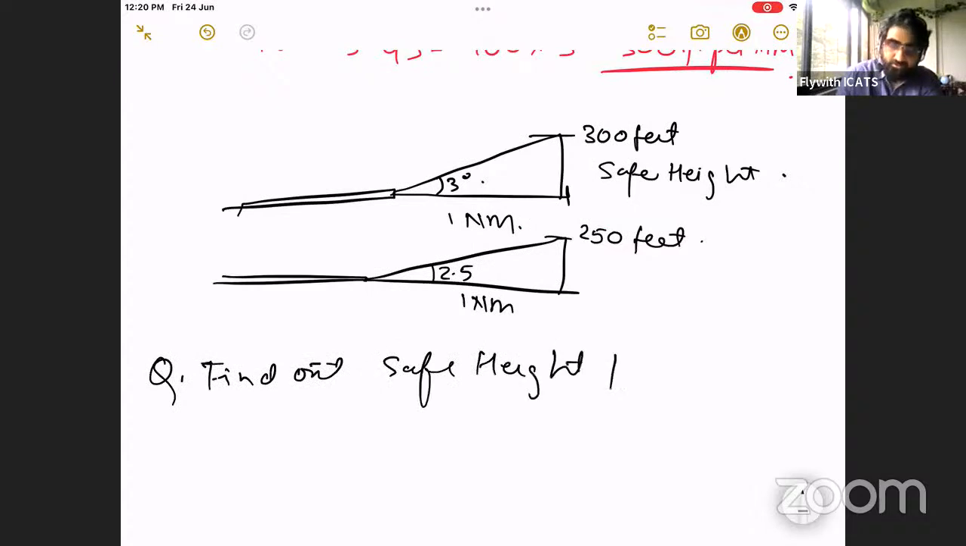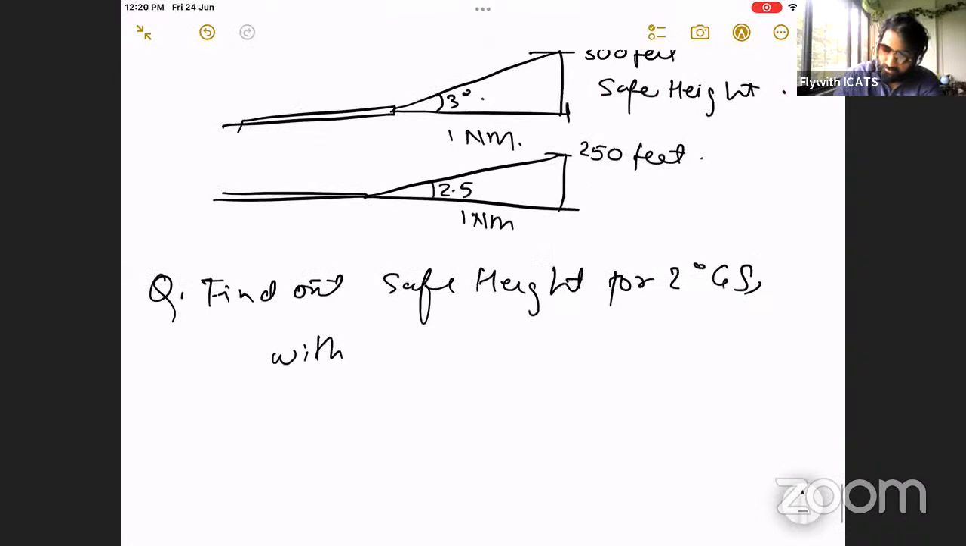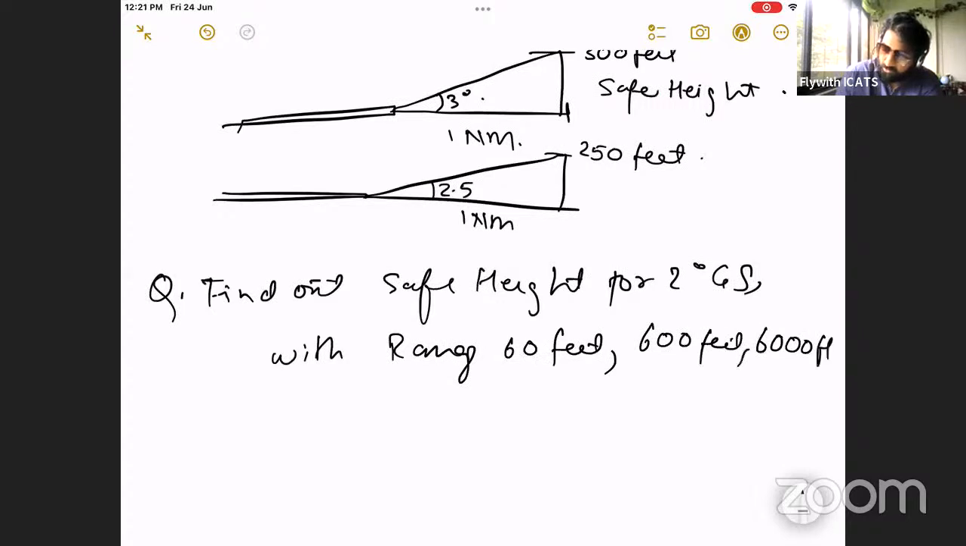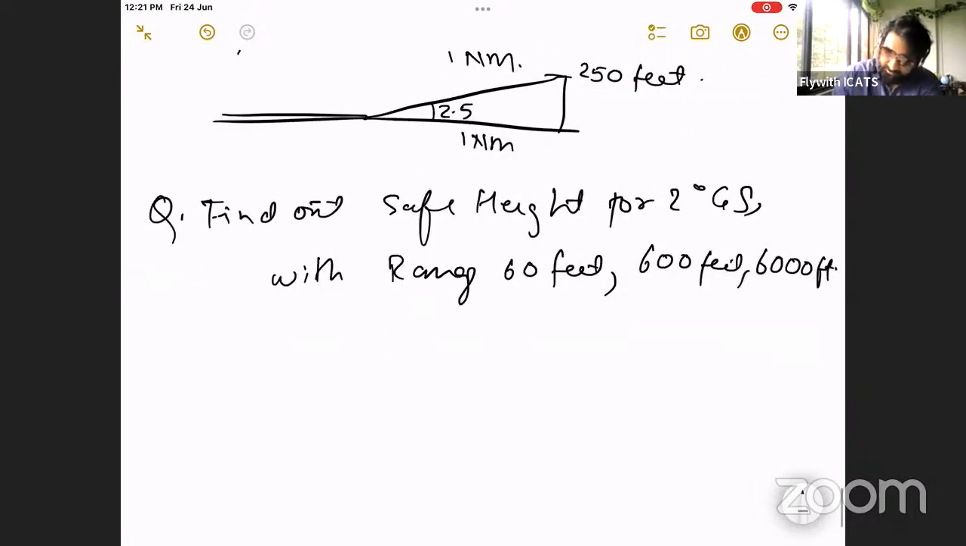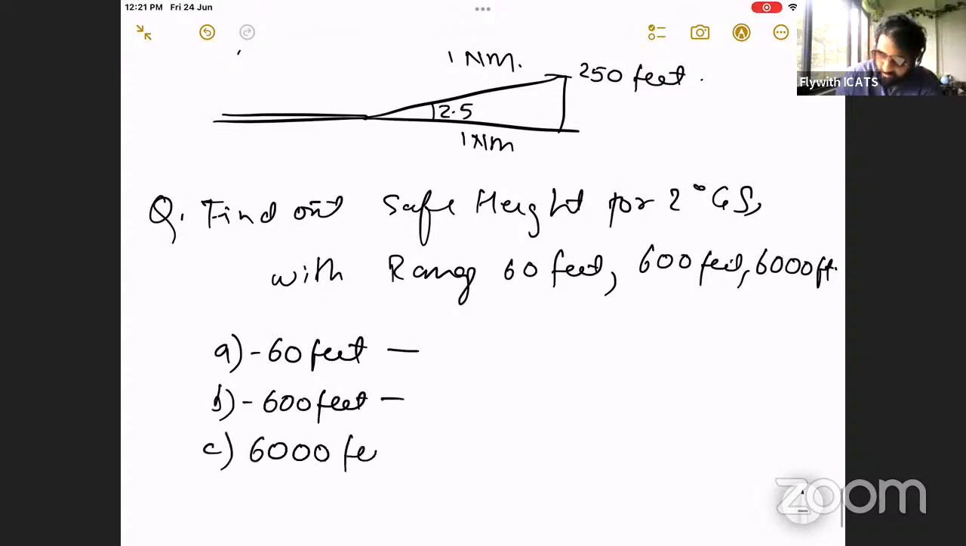safe height for 2-degree glide slope with range 60 feet, 600 feet, and 6,000 feet. Now, do not confuse this with this formula. Look at this question and apply whatever relevant formula is applicable. 60 feet is A. I want the safe height. B is 600 feet. I want the safe height. And C is 6,000 feet. I want the safe height for a 2-degree glide slope.